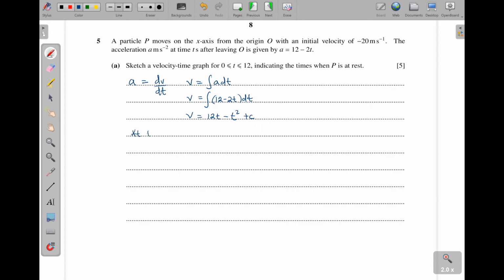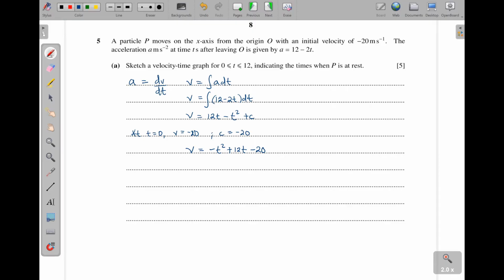Now at t equals 0, velocity was given as negative 20. It is initially negative 20. So when I substitute here, this is 0, this is 0, and this is 0. I mean, the v is negative 20. That means our c is going to be equal to negative 20. So therefore, v, the expression for velocity, is going to be negative t squared plus 12t. Let me write it in decreasing powers of t, then minus 20.